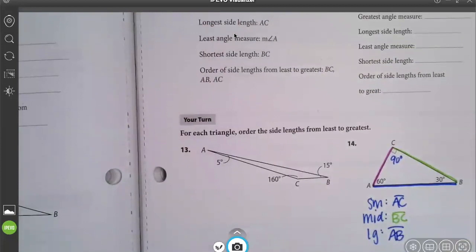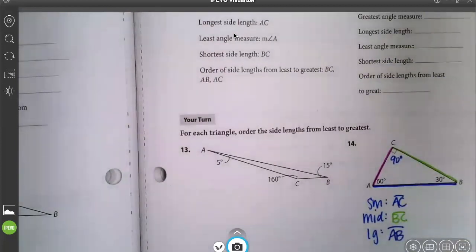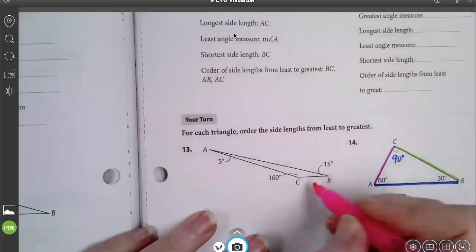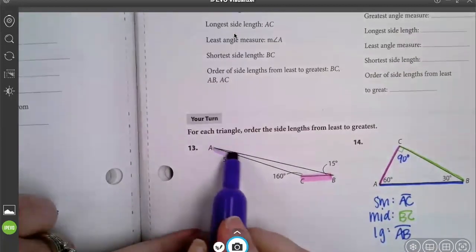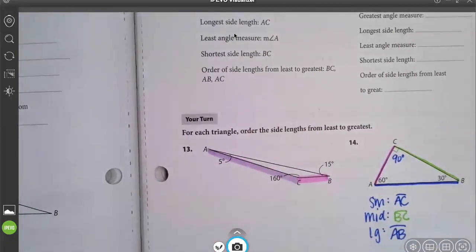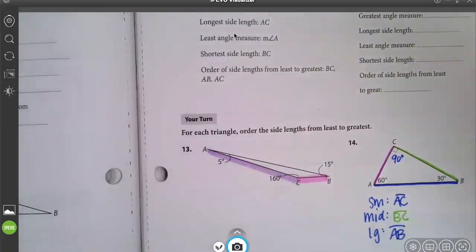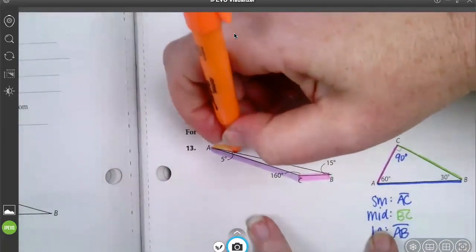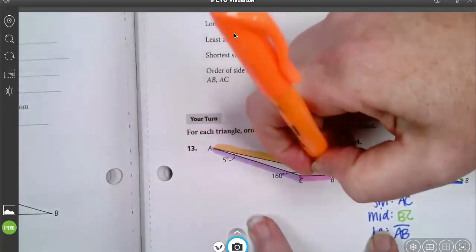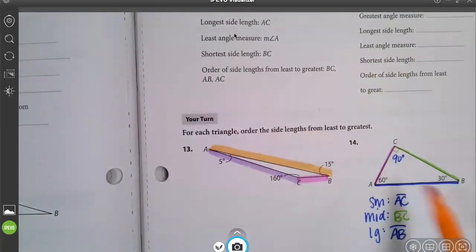This time I'm going to be a little bit more intentional about my color coding. I'm going to pick one side, and a second side, and a third side, and I'm going to color code them right from the beginning. That way we can color code our angles to match. And this will really be a little bit of a better example than this one.